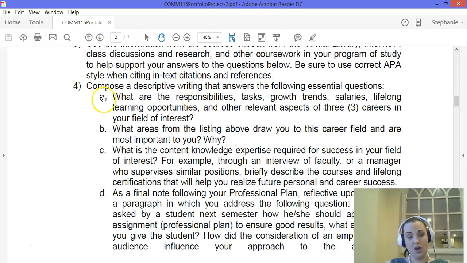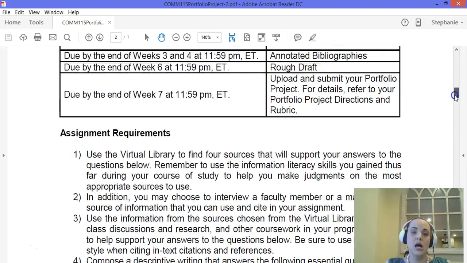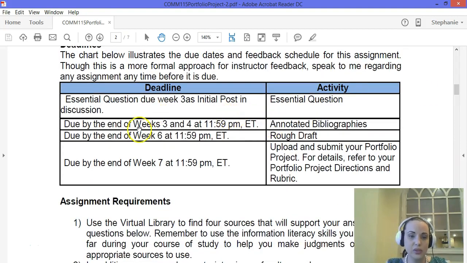Okay, so what else are we talking about in this paper that'll be submitted in week 7 though? Because we're building up, we're finding the information. In week 3, we're starting to find the research. In week 6, we'll submit a rough draft of the assignment. So we'll submit a rough draft of that 3 to 4 page paper with the 4 references and all that. That's going to be submitted ultimately in week 7 for the final submission.